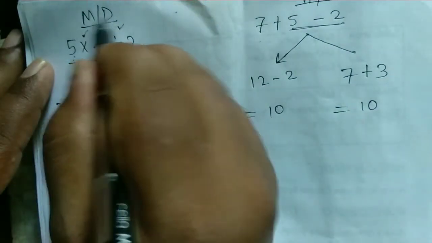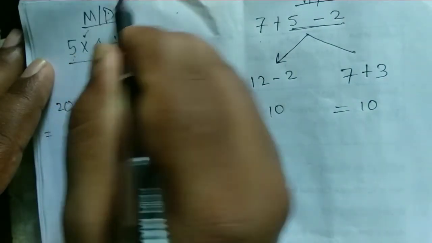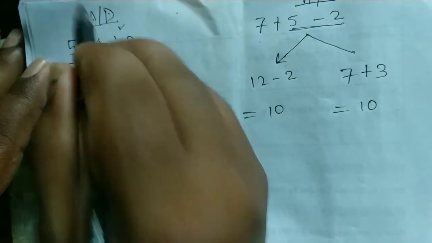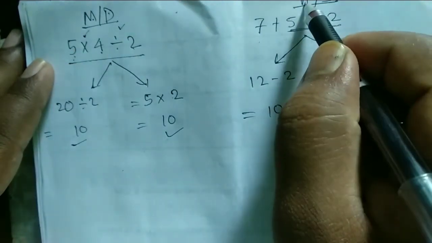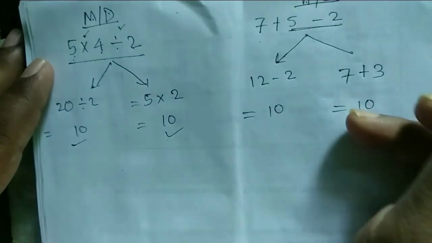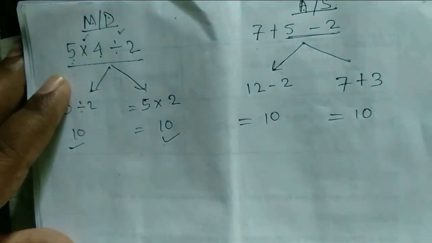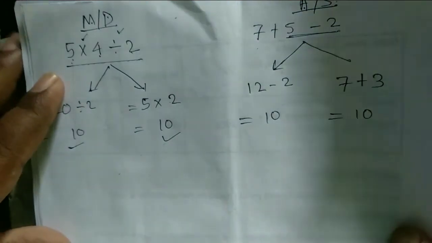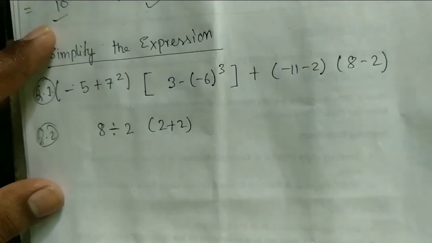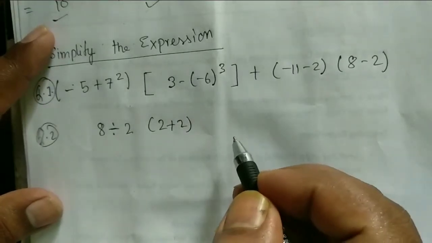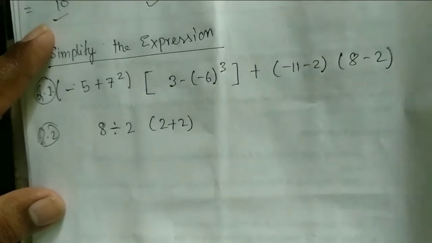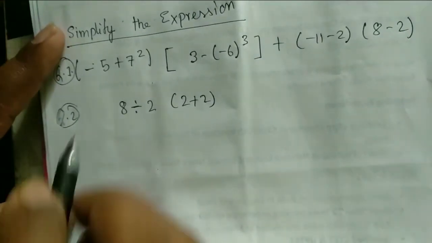So either we can do division first or we can do multiplication first. After that only, either we can do addition first or subtraction first. It doesn't matter. Now I'm going to take a few examples and try to solve some problems based on the PEMDAS rule.